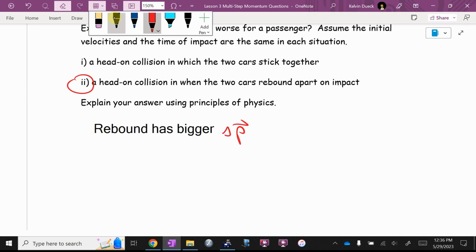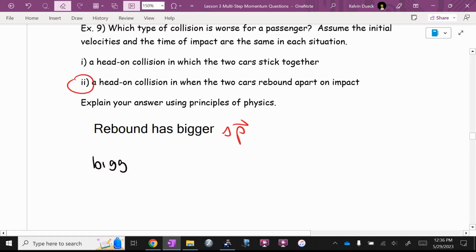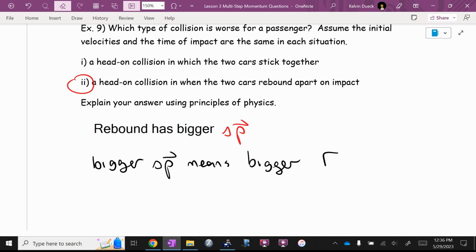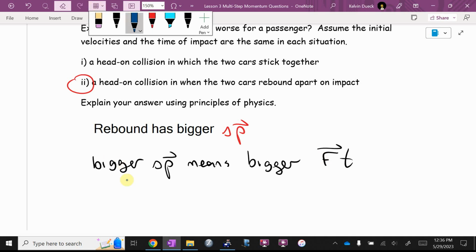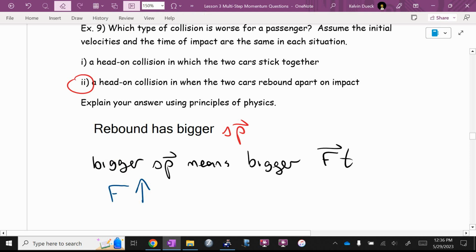Well, bigger impulse means bigger F times T, because that's another way to calculate impulse. Did the question say the time of impact is the same for both? Well, if you have a bigger impulse but time is the same, what had to get bigger? This is what you were saying. Yeah. So force increased.